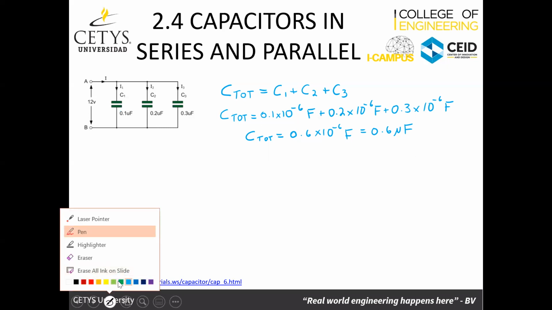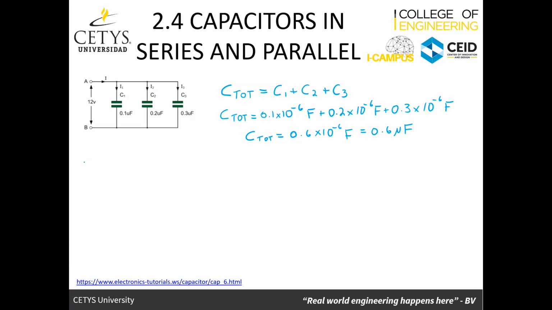What we know in a parallel array is that the voltages are going to be the same. So there's going to be a total voltage. And what's the value of the total voltage in the circuit? 12. It's going to be the 12 volts. That's what's being provided by the power supply. And that voltage is going to be the same in each of the elements.